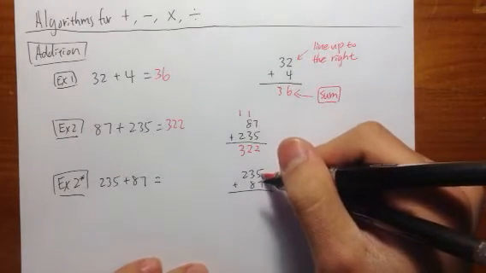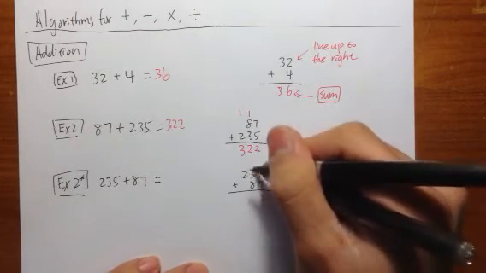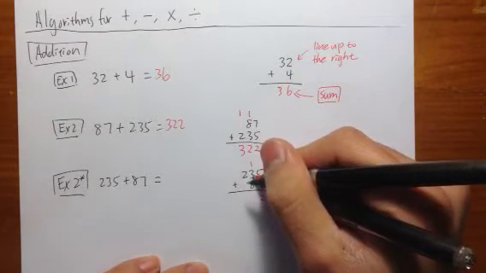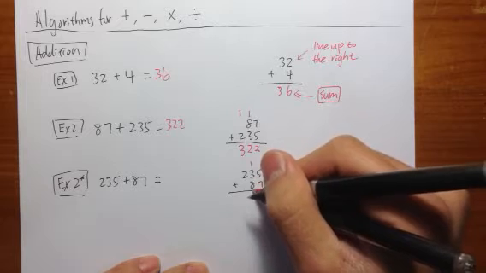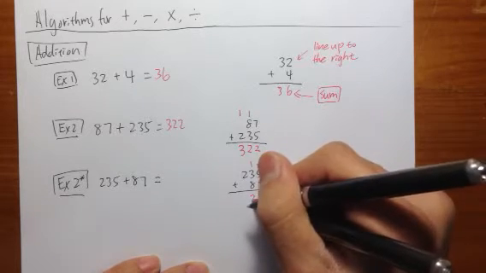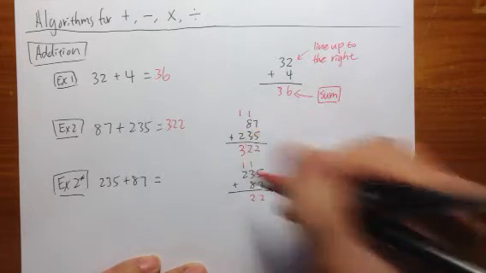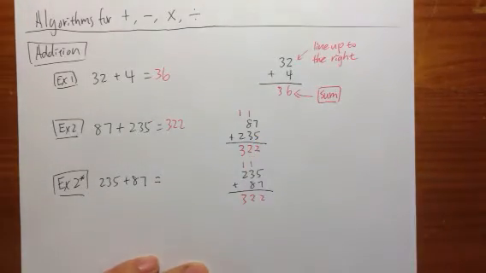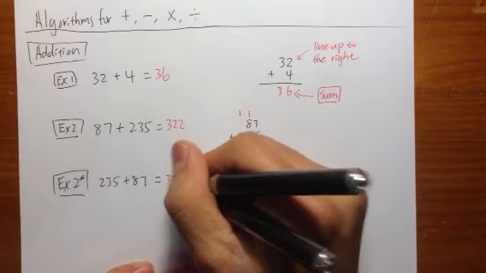And you just add 5 and 7, so you get 12 again. Use the 1 carry over. 1 plus 3 is 4. 4 plus 8 is again 12. So write down the 2 and then with the 1 carry over, 1 plus 2 is equal to 3. So you end up with the same thing, 322.